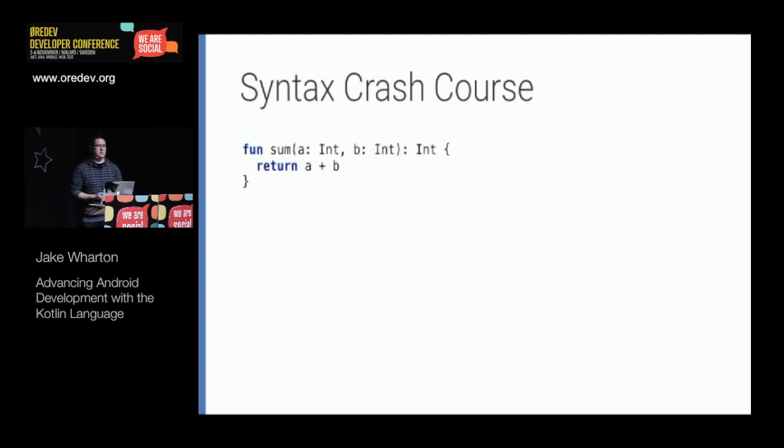So to start with, this is what a method looks like. We have a fun declaration, which stands for function. The name of the method, and the first thing to note that's significantly different than Java is that the order of the argument name and the argument type is reversed, so the type comes after the name. The return type is specified on the end of the method. And there's no semicolons.